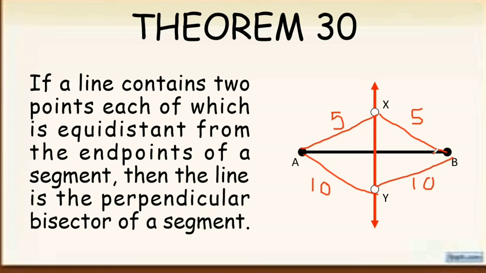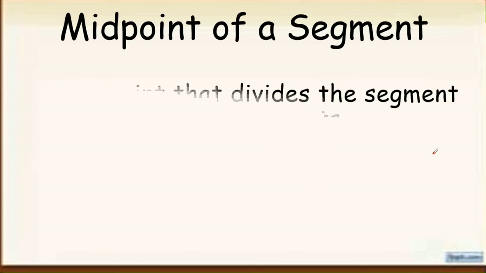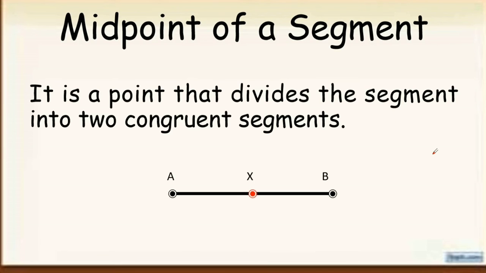Okay, next, midpoint of a segment. It is a point that divides the segment into two congruent segments. So, kung meron tayo ditong segment AB and a midpoint X, therefore, segment AX is congruent to segment BX. Okay? So, kung meron din tayo ditong 6 cm, therefore, meron din tayo ditong 6 cm.